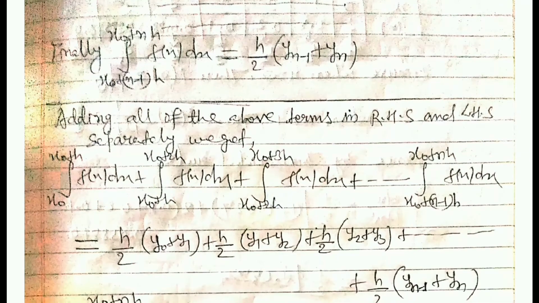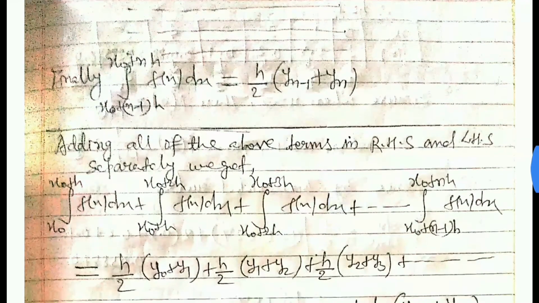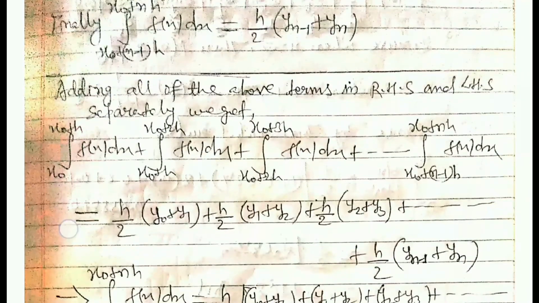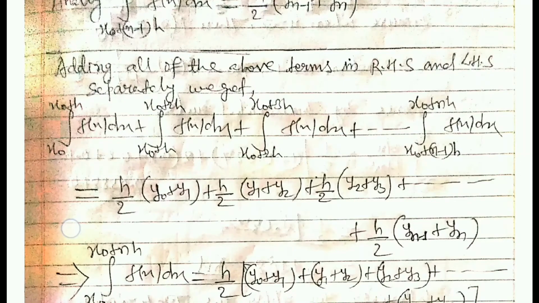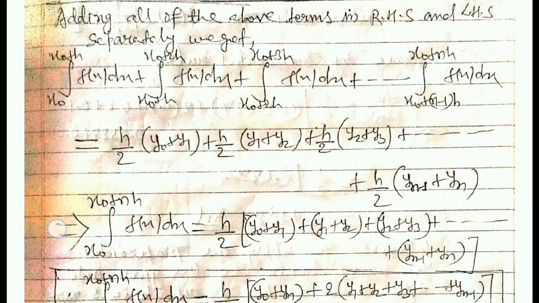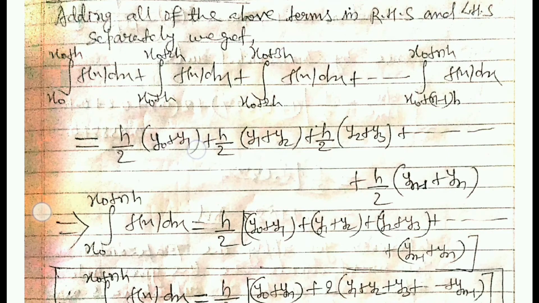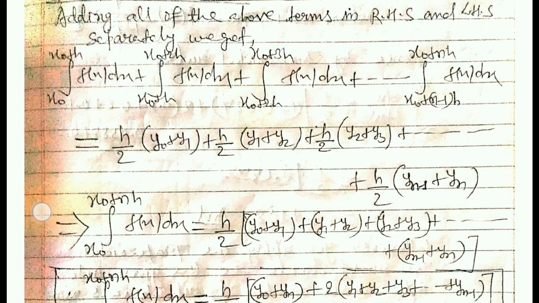Then we add all the left-hand sides and right-hand sides correspondingly, adding all of the above terms in LHS and RHS separately. So we get the addition of all these integrals, and on the right side h by 2 is common. Taking h by 2 common, the remaining terms are y0 plus y1, y1 plus y2, y2 plus y3, and similarly we repeat this process up to y(n minus 1) plus yn.